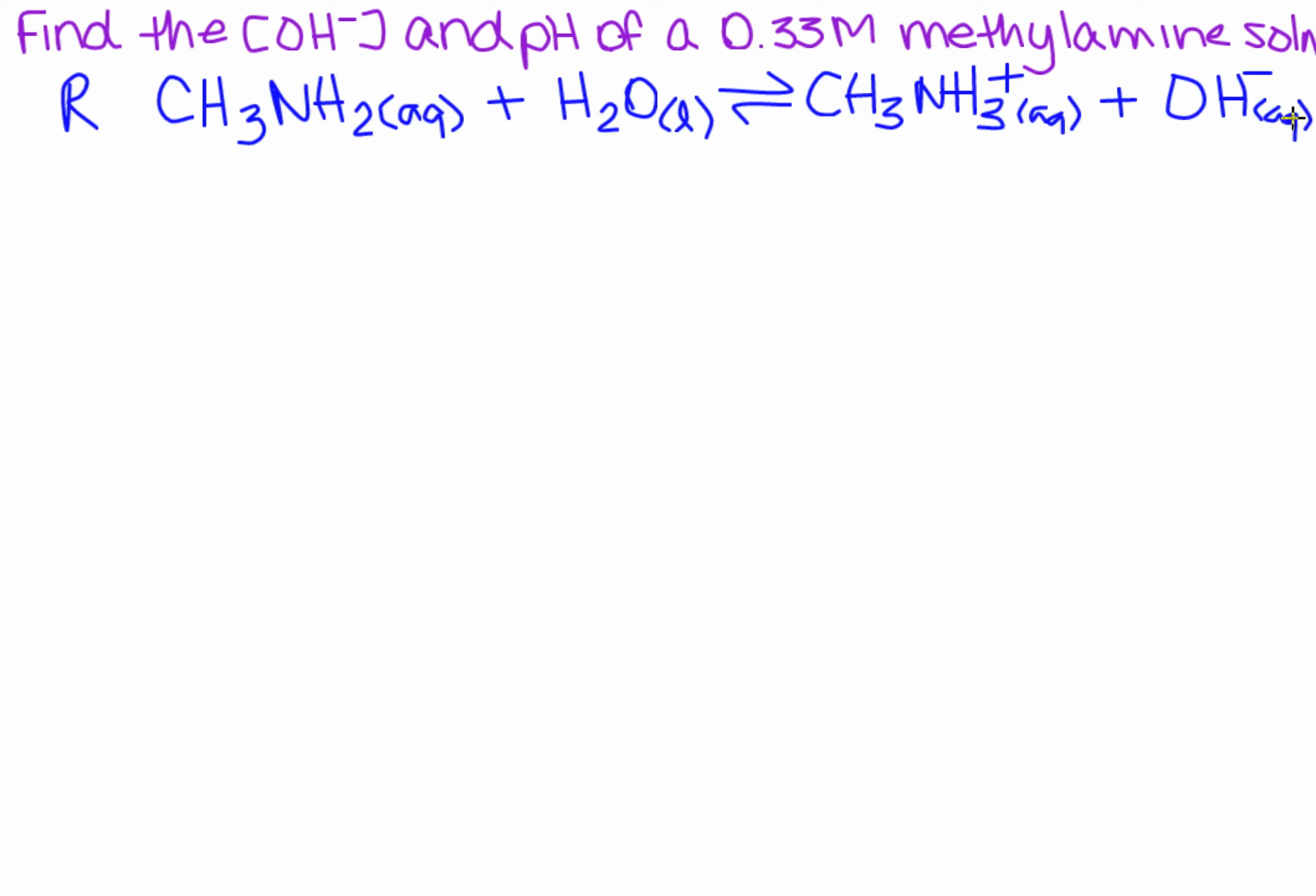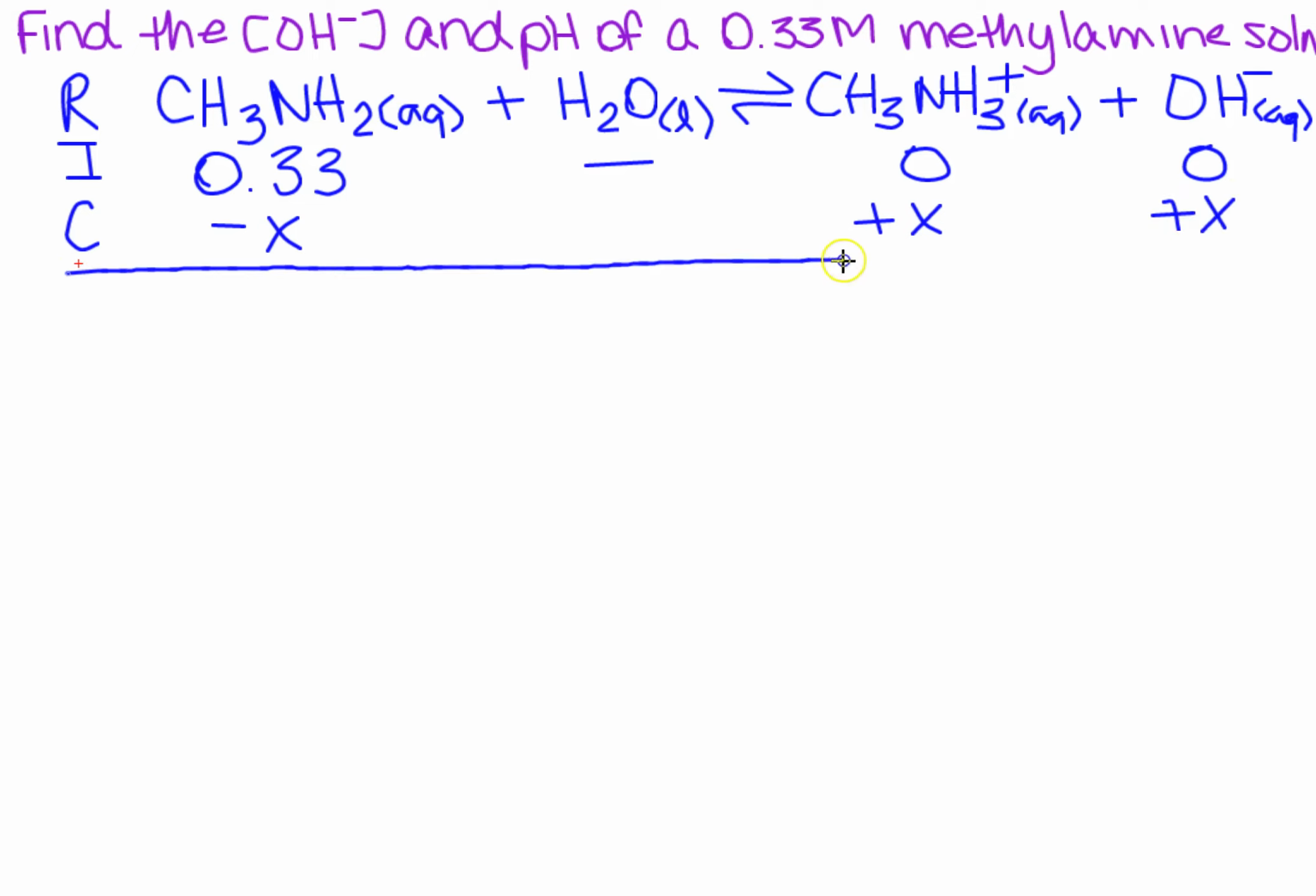Okay, well, I've got a reaction. You know where this is leading. We're going to have to use RICE. So I need to look at initial concentrations. The only initial concentration I was given was for the methylamine solution. So this is going to be 0.33. This is a liquid, we don't care. We had 0 and we had 0. So what is the change? Well, on the left, remember this is minus x. On the right, we have plus x and plus x. So then we need to find equilibrium. We're going to add straight down. So I've got 0.33 minus x, and x and x.